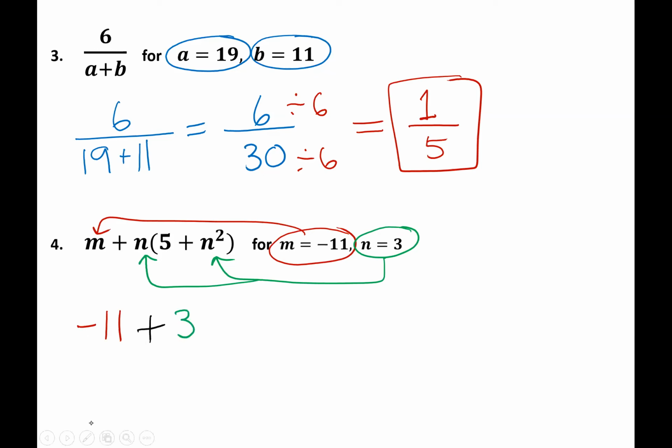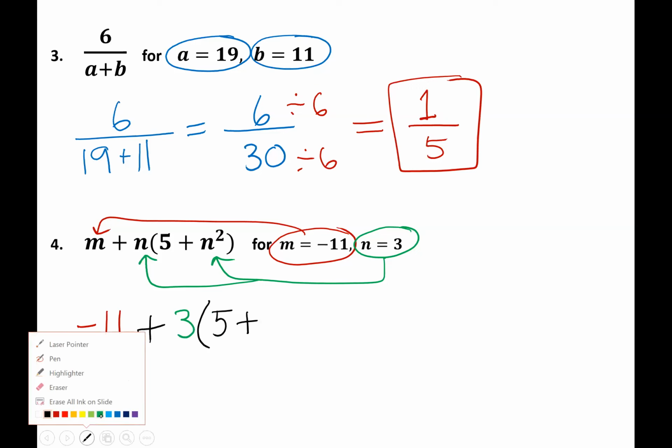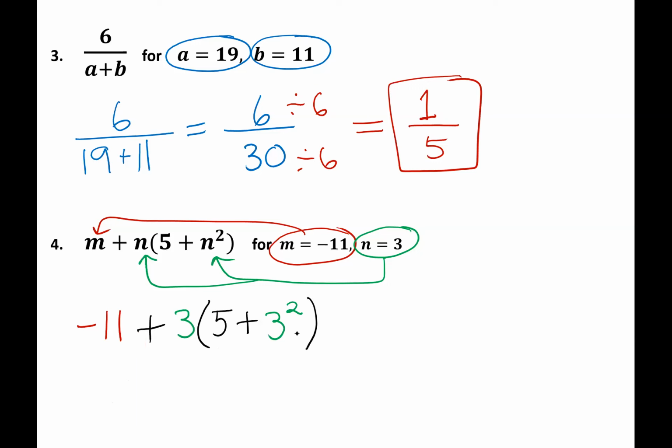Then right next to the 3 is parentheses, which means we're going to be eventually multiplying. Inside the parentheses, there's 5 plus, instead of n squared, we're going to write 3 squared. And then close the parentheses. So the fully written out problem right now is -11 plus 3 parentheses, 5 plus 3 squared, close parentheses.